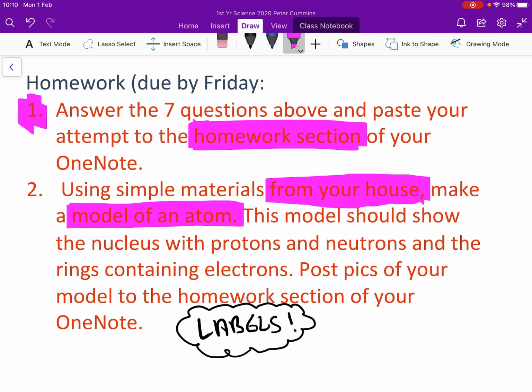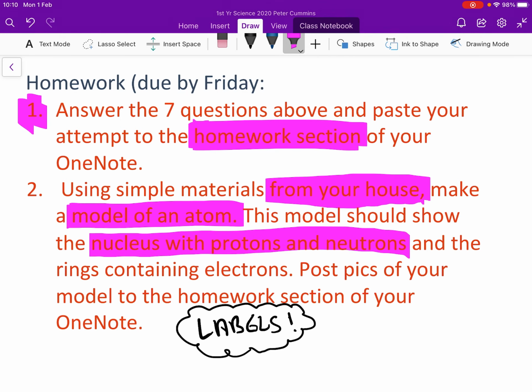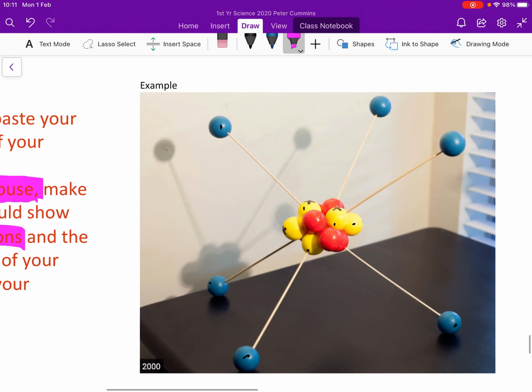What I want you to do is make a model of an atom, any atom. This model should show the nucleus, so you should be able to see a nucleus with the protons and neutrons, and then outside, somehow, the rings containing electrons. Post the pictures of your model to the notes section of your homework. You want as much as possible labeled, so I can look at your model and say this person has the protons and neutrons in the center. If you can fit the positive and negative charges on the protons and electrons, and the mass, even better.